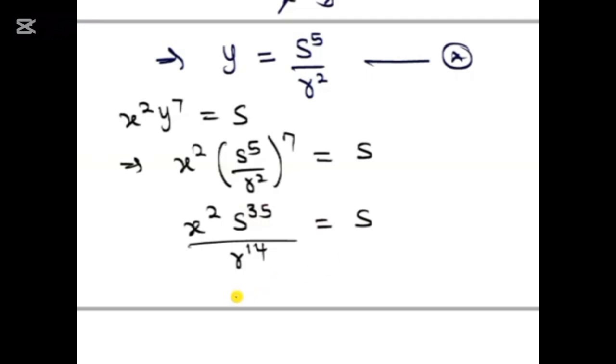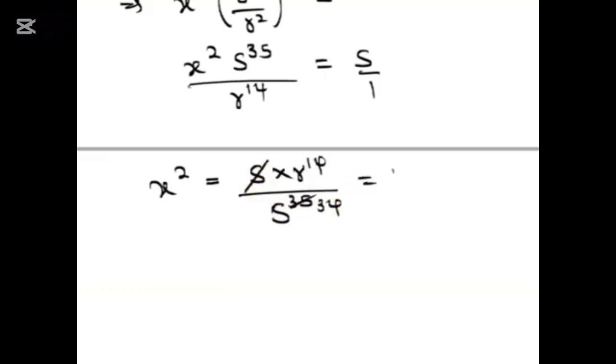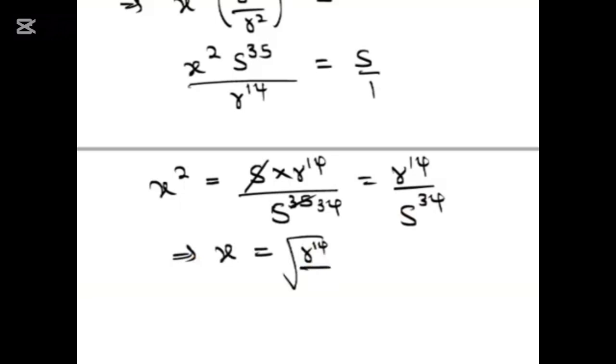okay, so at this point, we'll try to now make x the subject by cross multiplying, and that's going to give us x squared alone is equal to, okay, so this will reduce this to 34, and so we'll have r to the power of 14 all over s to the power of 34. So meaning now that our x alone will be equal to, of course, the square root of r to the power of 14 all over s to the power of 34.